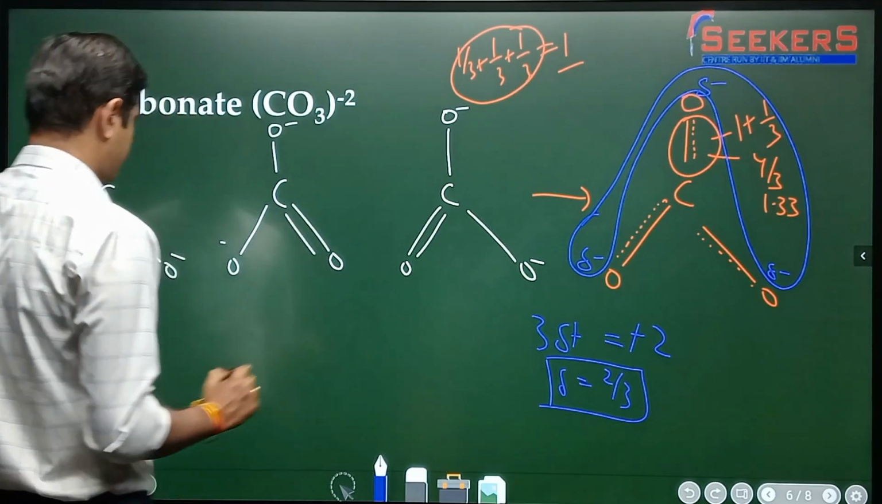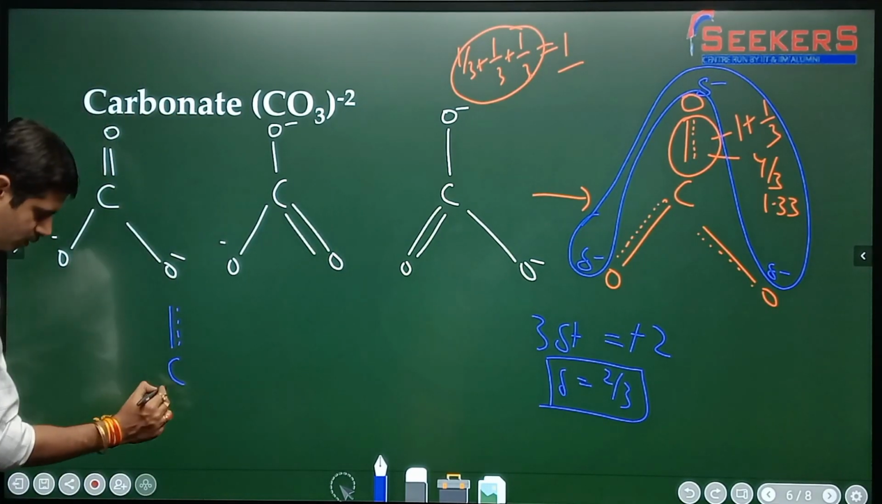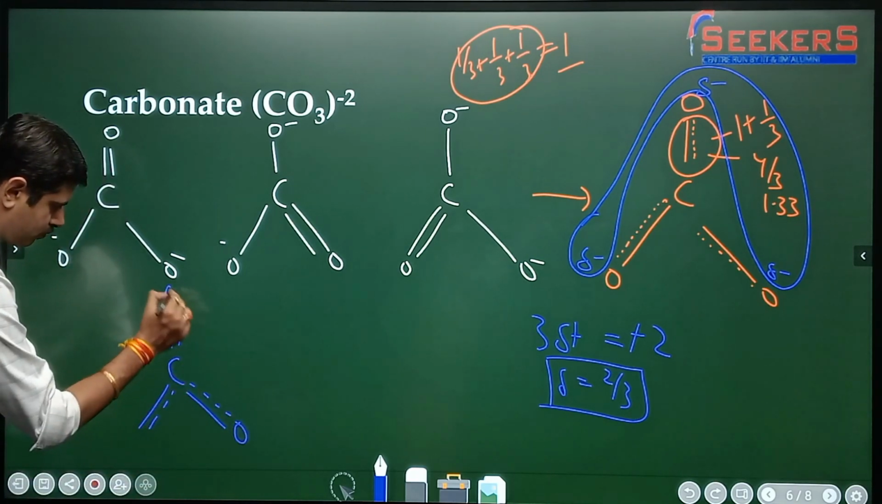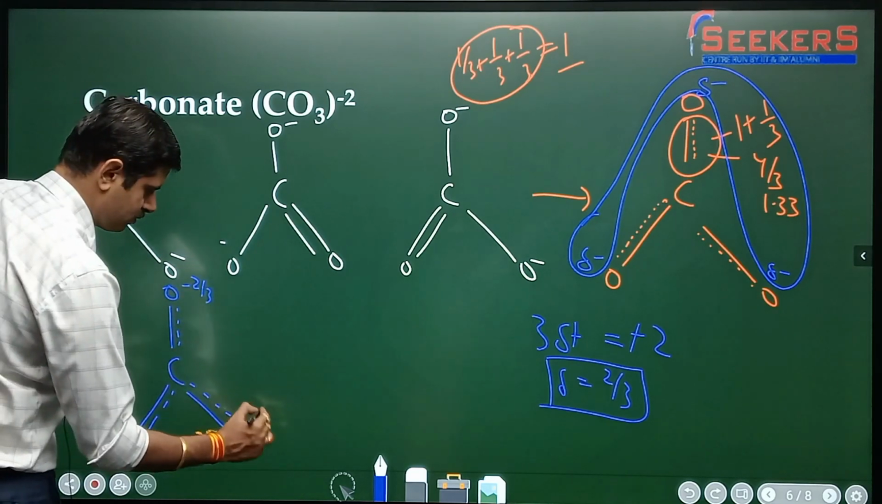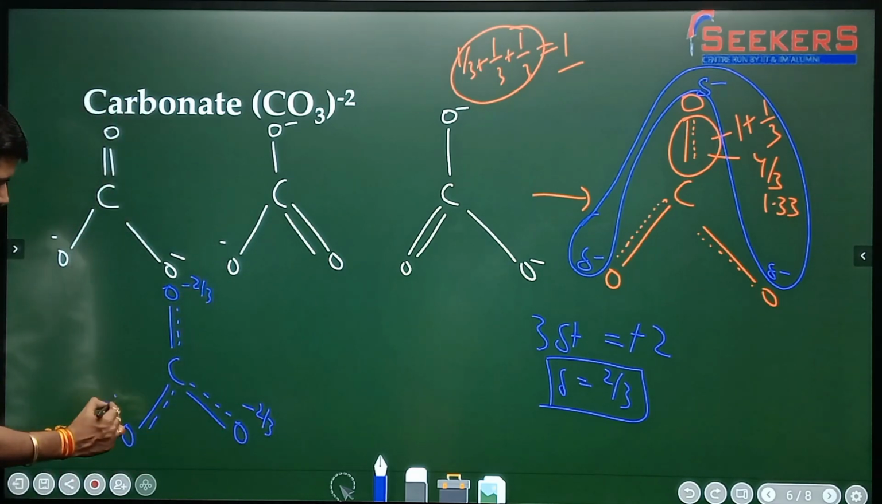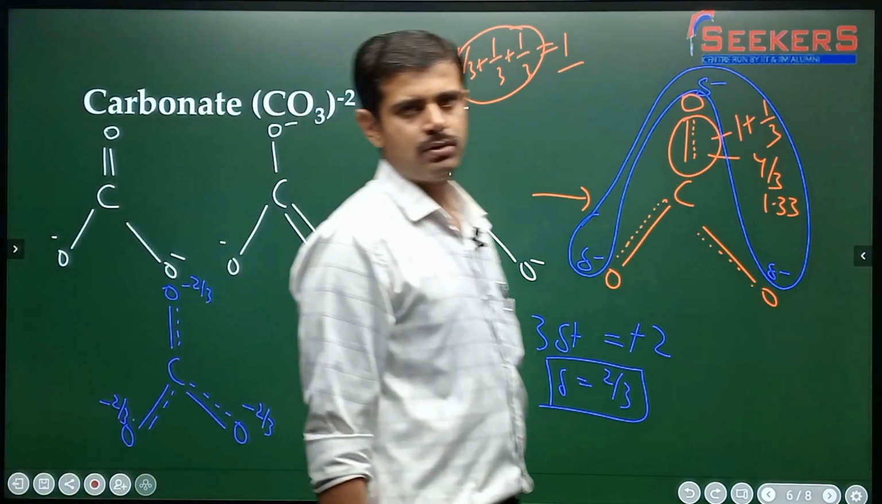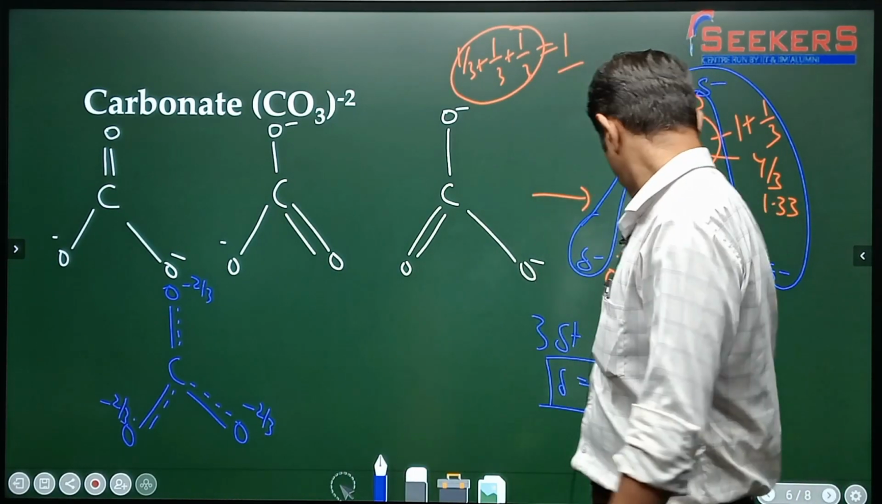Clear? So when I draw the equivalent structure, this is carbon, this is oxygen. Minus 2/3, minus 2/3, minus 2/3 is the charge. This is how we drew the carbonate structure. Clear?